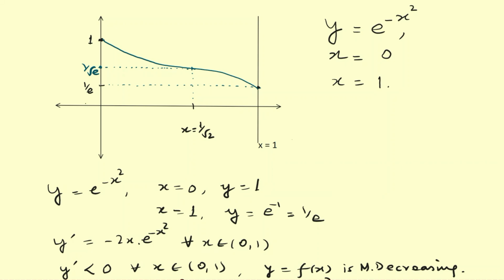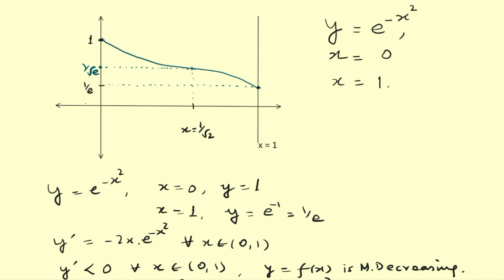You can see here we have marked x equal to 1 by root 2 also here, where we have found the change of sign in the second derivative. At x equal to 1 by root 2, you can check the value of y is going to be 1 by root e.